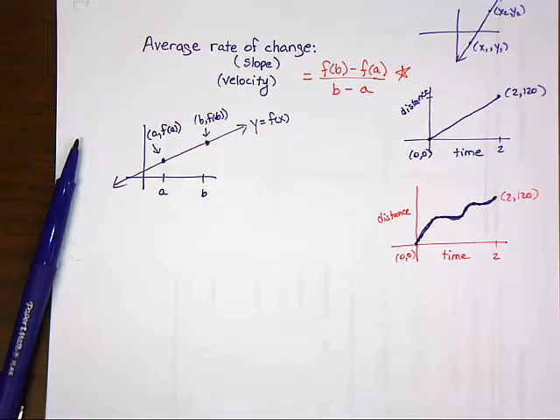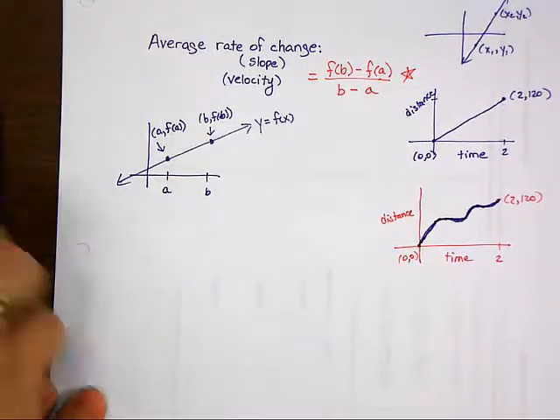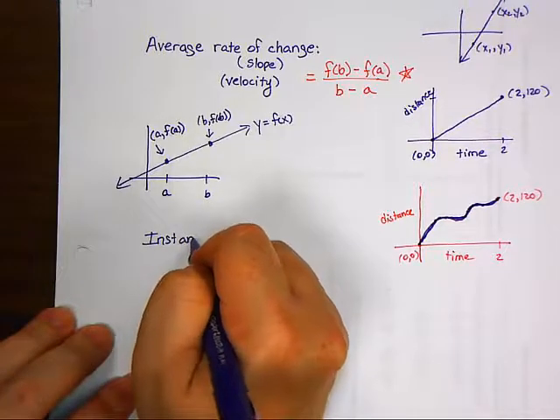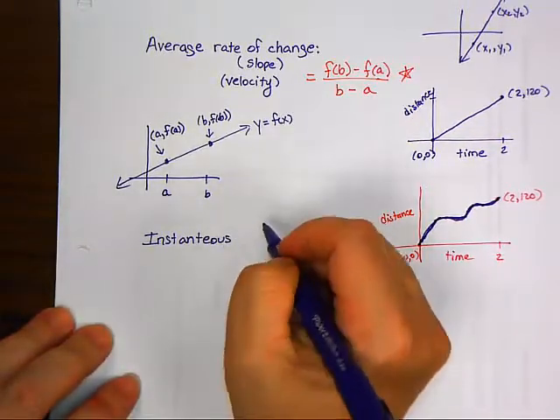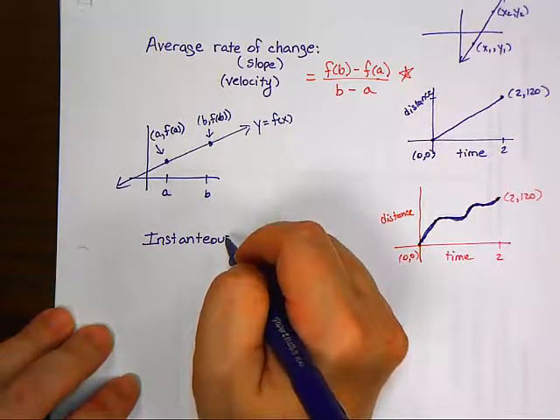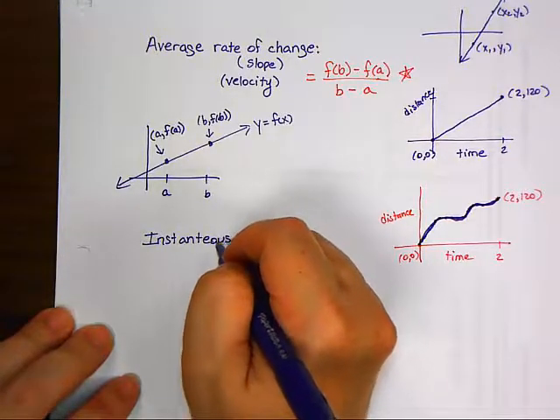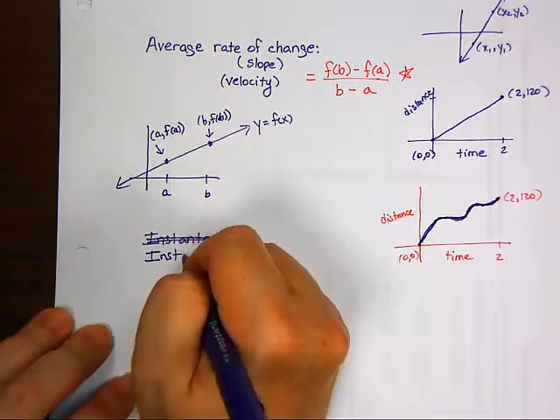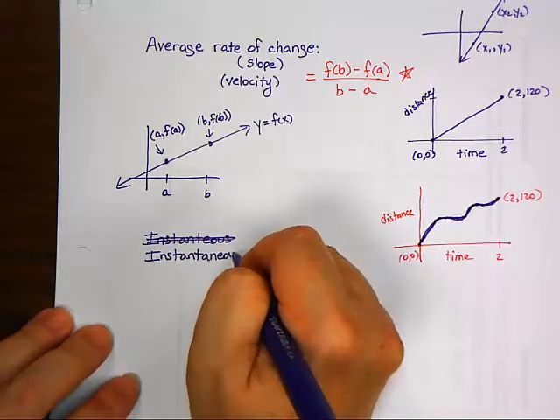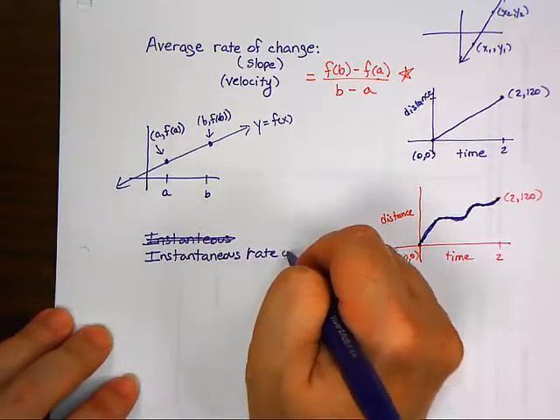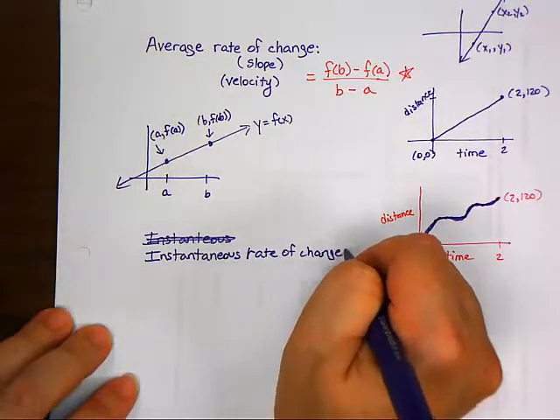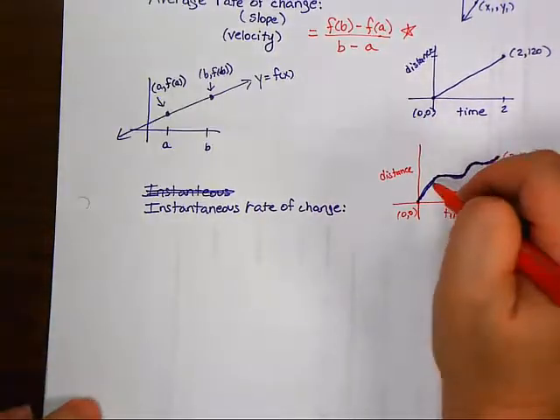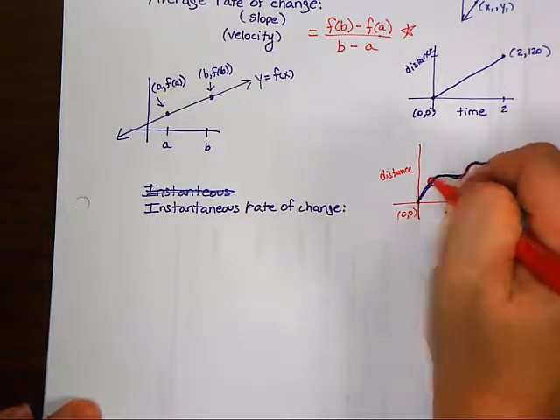Okay, so now, the new thing we're going to start talking about today is what is called instantaneous rate of change. I didn't spell that right, did I? Instantaneous. That doesn't look right. Let me do it again. Instantaneous. Yeah. Right. You can pretty much deduce what it means. Instantaneous rate of change. That means how fast am I going right there?